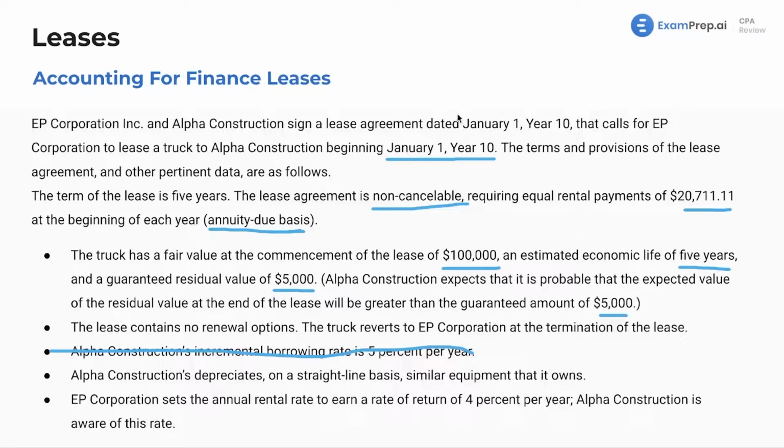Now we have our criteria to determine what type of lease it is. Last chance for you to do it yourself. I definitely recommend it. What are your thoughts? Do it. All right.